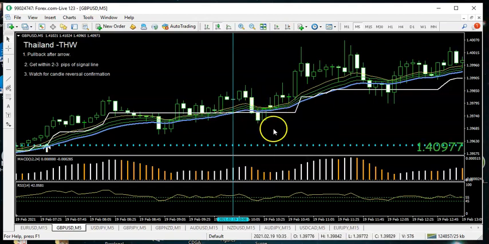And the second way you can take a look at any kind of a chance to avoid false signals is to wait for what I call a candle reversal. And I've put this right here. Watch for a candle reversal confirmation.